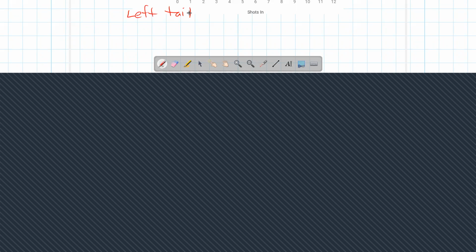Since this one has a left tail, we would say this distribution is skewed left. The skew is to the tail, not to the bulk of the data.